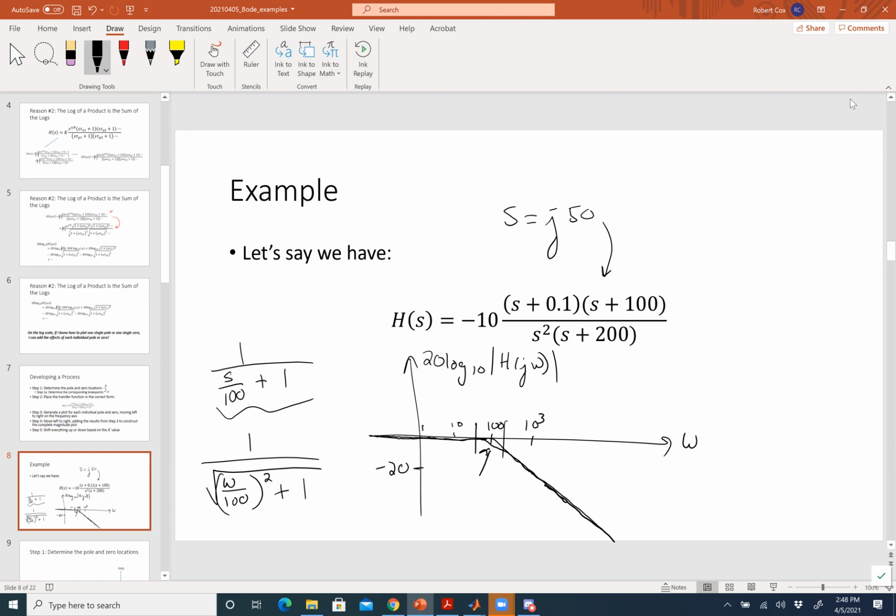So in the last homework and this homework, I said, using your approximate curve, look at omega equal to 100 and tell me the magnitude. If you plugged in s equal to j100 into this thing, it wouldn't have worked. You would have been off by 3 dB at that point. So use your approximate curve when it says to.